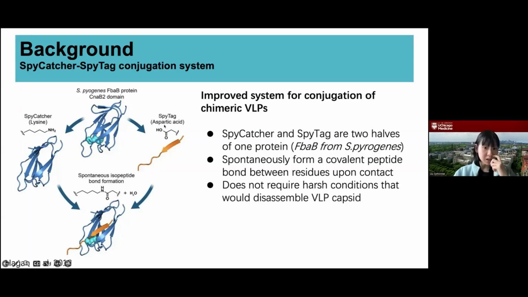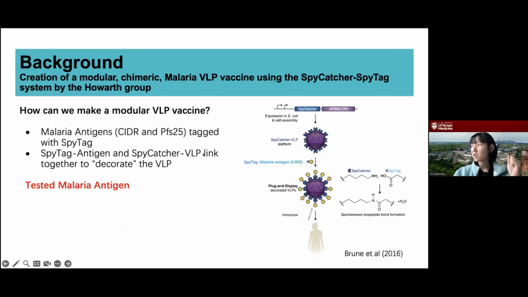So you can imagine that if your antigen has a SpyTag and your particle has a SpyCatcher, then this is how you can establish that linkage that connects your antigen together with the particle without using any harsh chemicals. So we got really, really excited about this technology, and this paper, also by the same group, 4 years later, used this exact technology for targeting malaria antigens.